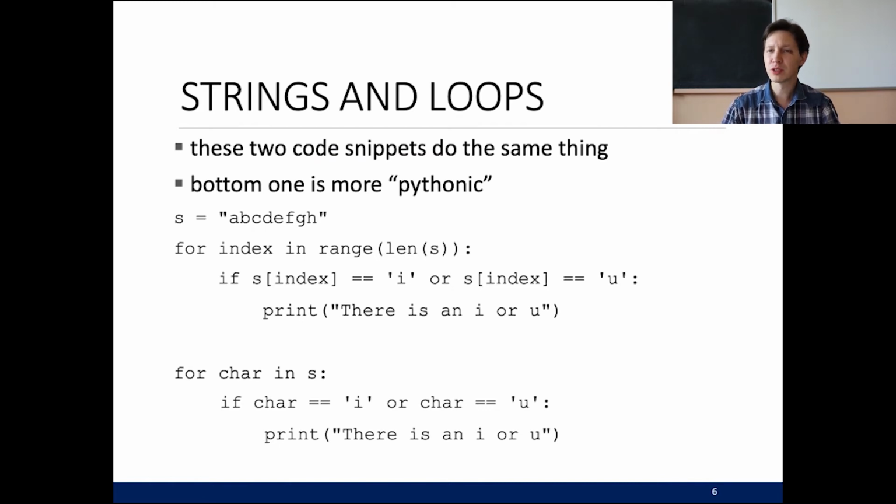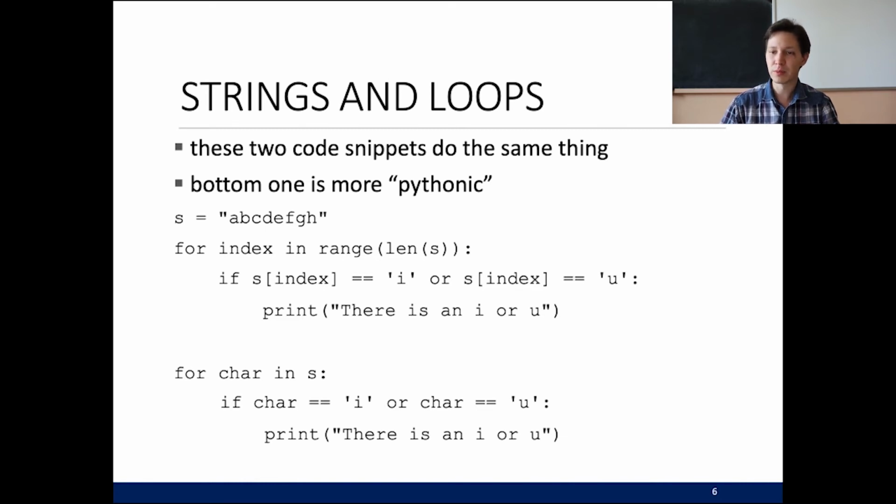Now, let's see how strings and loops cooperate together in Python. Consider these two code snippets. Both of them do the same thing. Given a string value, they check each character and print out a message in case a character equals I or U. Both of them use a for loop. However, the first code snippet is using explicit string indexing to get a value of each next character, which should work, but looks a bit redundant.